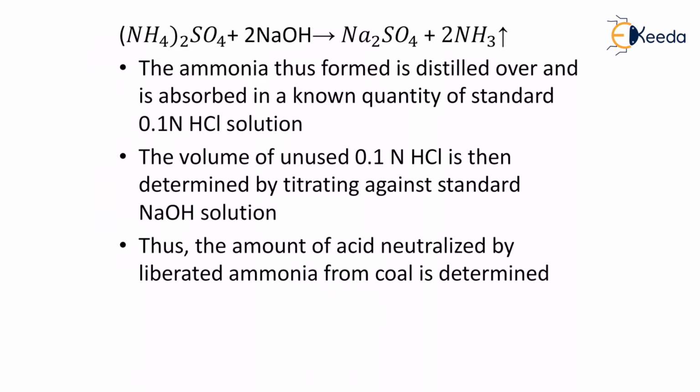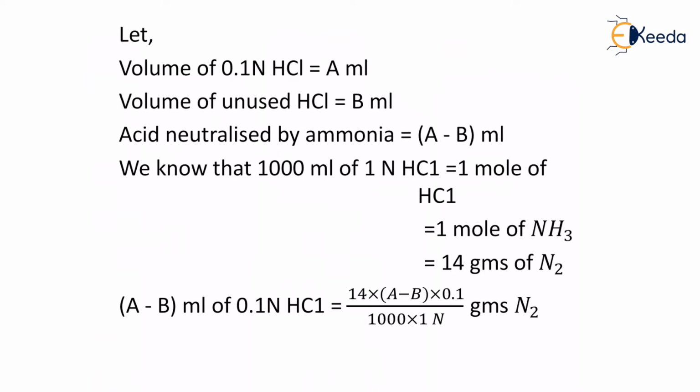Thus the amount of acid neutralized by liberated ammonia from coal is determined. Over here, how is it determined? If you see, you have volume of 0.1 normal HCl as A milliliters and volume of unused HCl is B milliliters. So acid neutralized by ammonia will be how much? A minus B milliliters. We know 1000 ml of 1 normal HCl is 1 mole of HCl, which is equal to 1 mole of NH3, which is equal to 14 grams of N2.